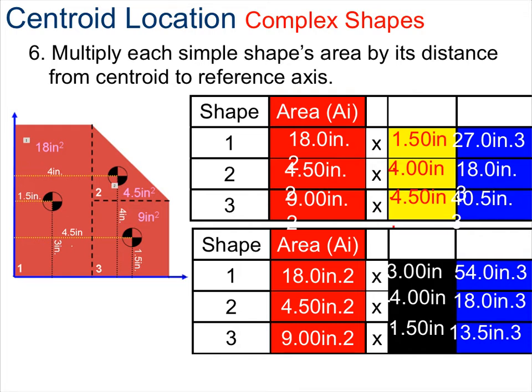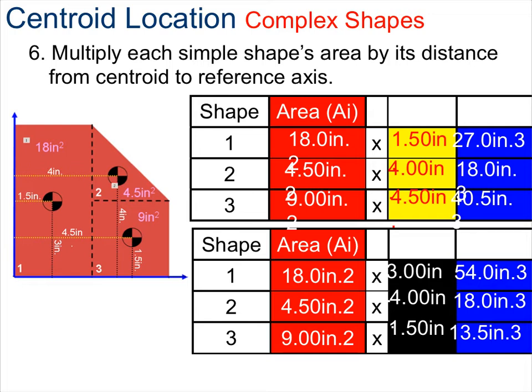Now I'll do the same thing with each of those areas, but multiply it by the distance from the centroid to this time the x-axis. So in shape 1, 18 square inches times the distance from the centroid to the x-axis, which is 3 inches, and I get 54 cubic inches. In shape 2, we'll take our area of 4.5 square inches, multiply it by its distance from the centroid to the x-axis, which is 4 inches, and we get 18 cubic inches.